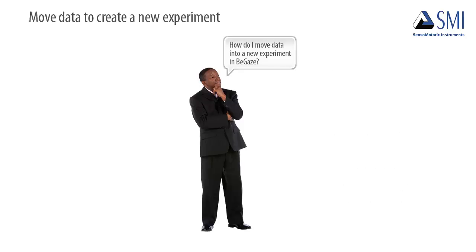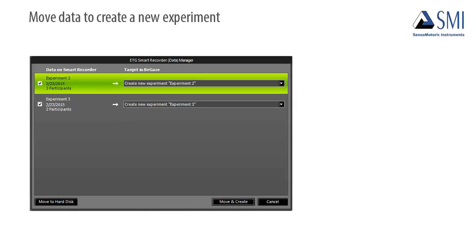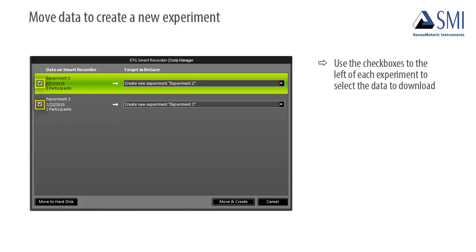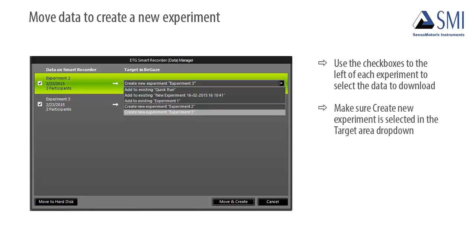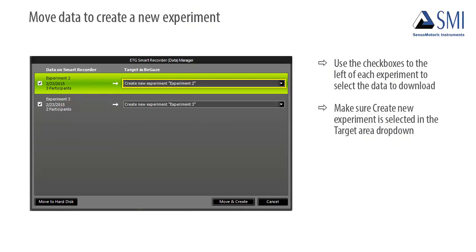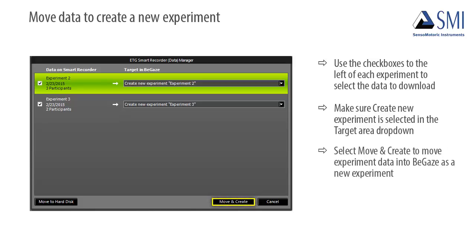Let's look at how to move data into a new experiment within BGAZE. To download data into a new experiment, first check the checkbox in front of the experiment to choose that data. Select Create New Experiment from the drop-down menu and choose which experiment if there are multiple options. Then select the Move and Create button. A new experiment will be created that will contain the data that you selected for download. After data has been transferred, the data will be deleted from the SmartRecorder.